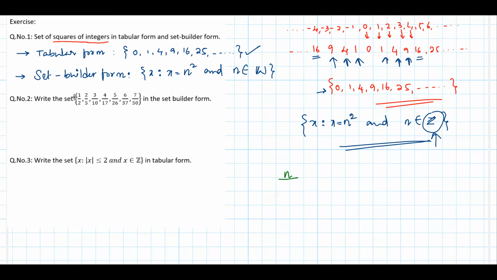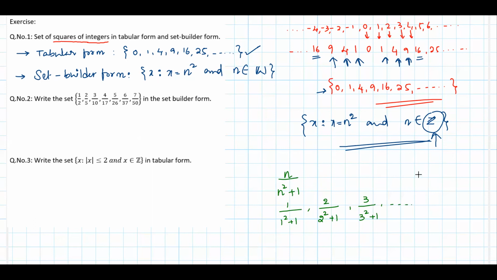Agree? So the numerator is 1, and the denominator is the square of the numerator plus 1. The numerator is 2, the denominator is the square of the numerator plus 1. Numerator is 3, denominator is the square of the numerator plus 1. Yes, this is how it's going. So we got the pattern. The numerator is n and the denominator is the square of the numerator plus 1. Right? And this set is a finite set, it is not an infinite set. So we have to keep restrictions for this n.